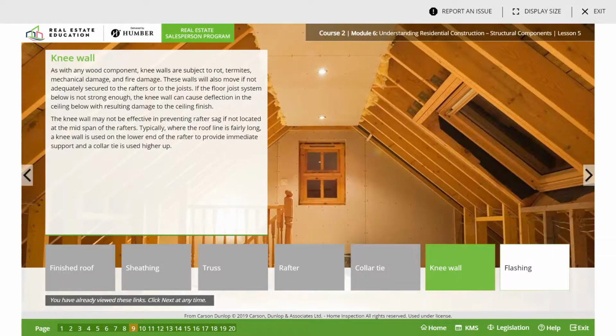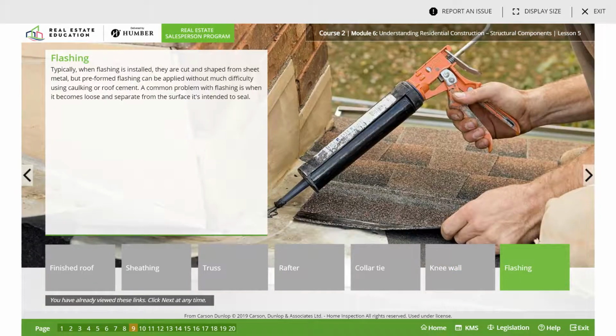Makes sense. Problems with knee wall. As with any wood component, knee walls are subject to rot, termite, mechanical damage, or fire damage. Problems with flashing. When flashing is installed, it is cut and shaped from sheet metal, but preformed flashing can be applied without much difficulty using caulking or roof cement. A common problem with flashing is when it becomes loose and separates from the surface it's intended to seal.